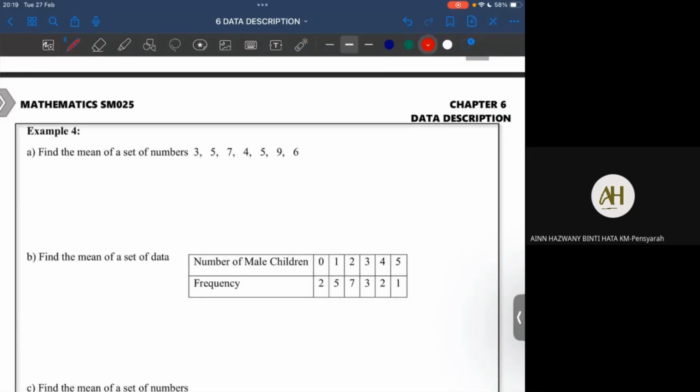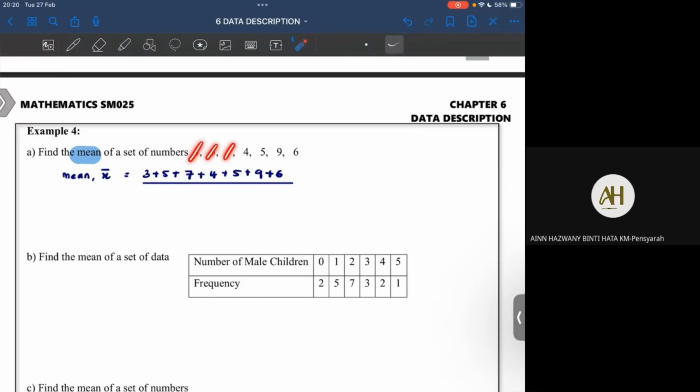To find the mean of a set of numbers: for mean only, we do not need to arrange the data. If the question asks for the mean only, we do not need to sort. So we are going to find our mean, which we denote as x with a bar on top. Just add them up: 3 plus 5 plus 7 plus 4 plus 5 plus 9 plus 6, divided by the number of data, 1, 2, 3, 4, 5, 6, 7. N equals 7, so we divide by 7.